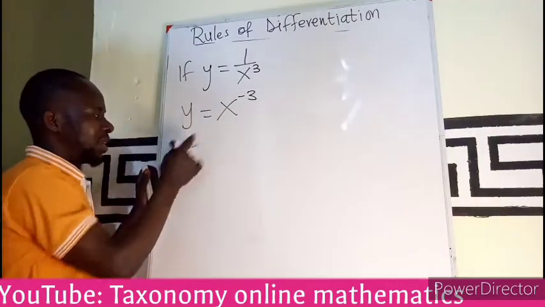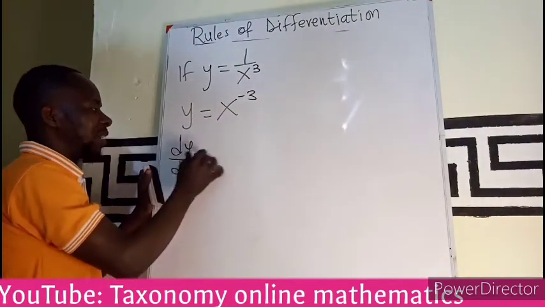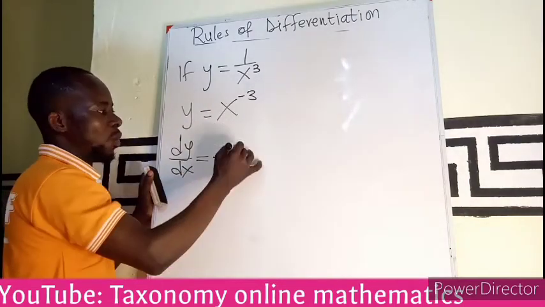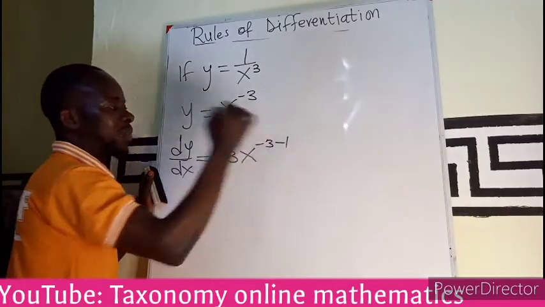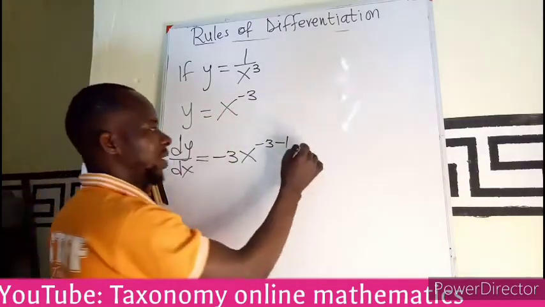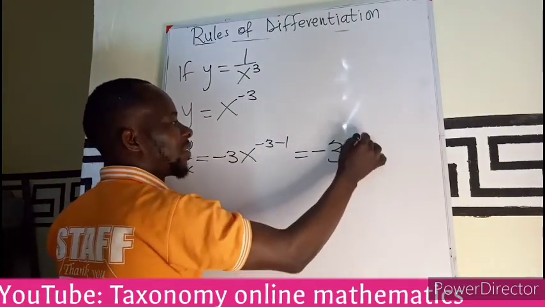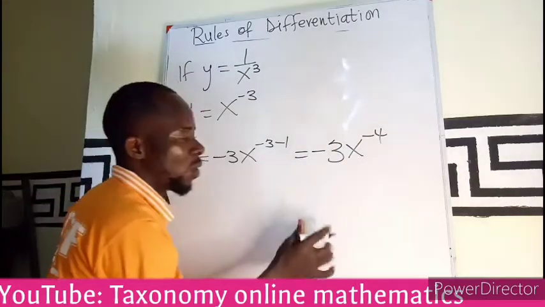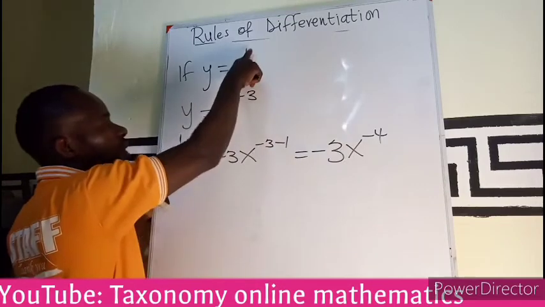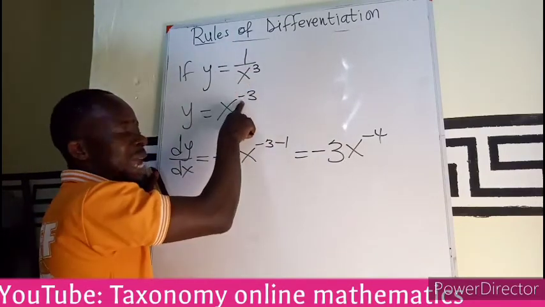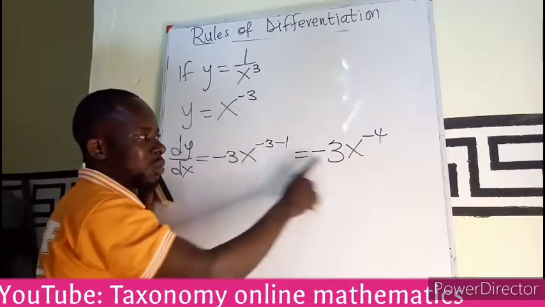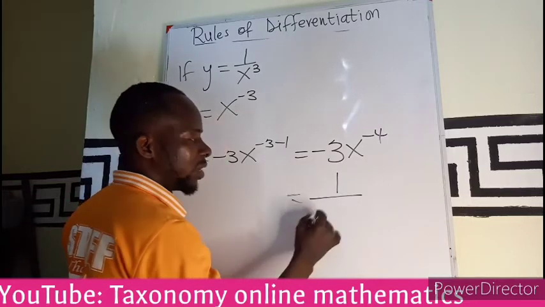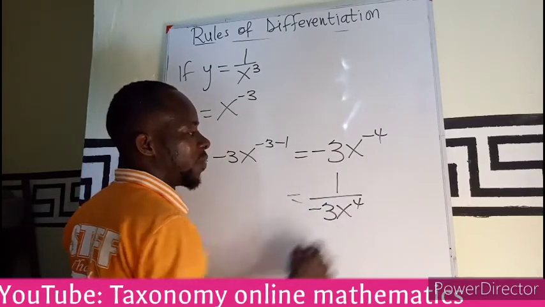So if this is the function, then your dy dx is just going to be: the exponent is coming to multiply the whole function, then we subtract 1 from it. So right away we have minus 3 x exponent minus 4. We can present our answer this way, or we also know that a negative exponent can be rewritten with 1 as the numerator. So this can also be rewritten as minus 3 over x exponent 4.